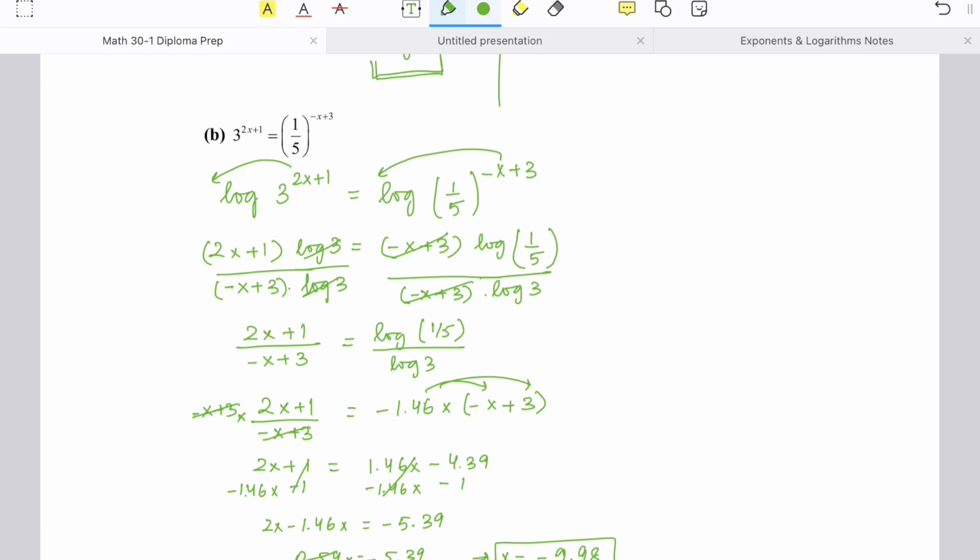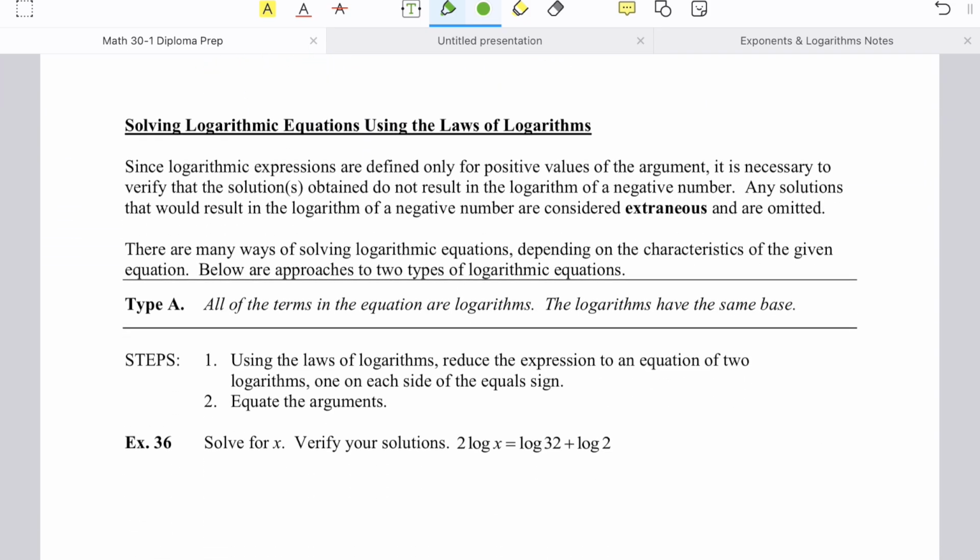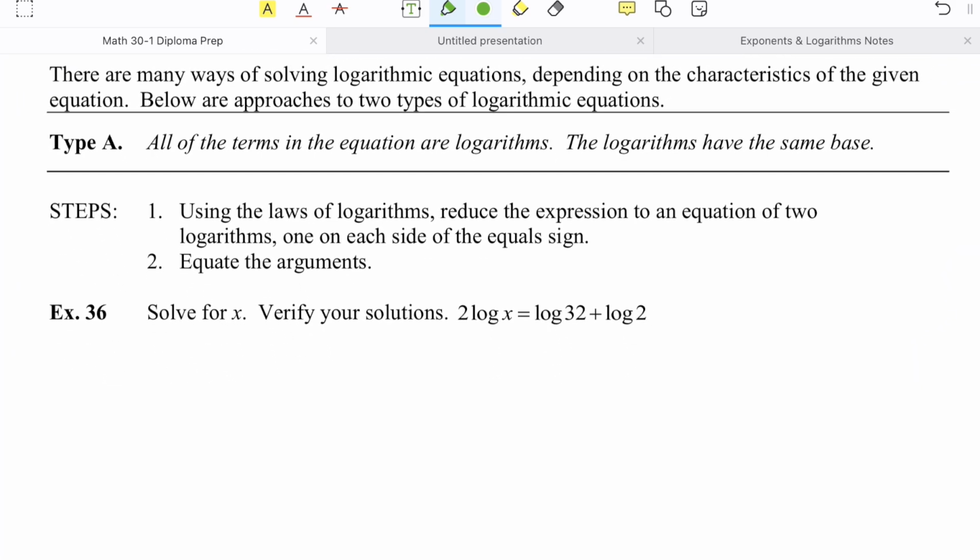Okay, let's look at another question over here. When we're solving our log functions using log laws, things get a little bit more complicated, but it's also fun at the same time. So let's look at the steps. Using the log laws, reduce the expression to an equation of two logarithms, one on each side of the equal sign, and equate the arguments. So let's try this question.